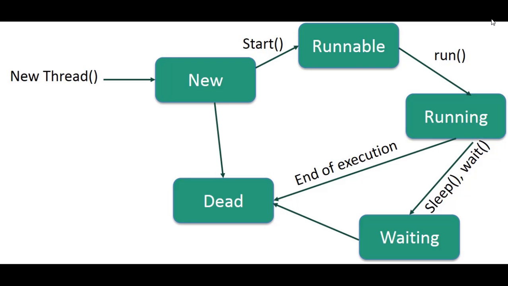Timed waiting: a runnable thread can enter the timed waiting state for a specified interval of time. A thread in this state transitions back to the runnable state when that interval expires or the event it is waiting for occurs. Terminated or dead state: a runnable thread enters the terminated state when it completes its task or otherwise terminates.